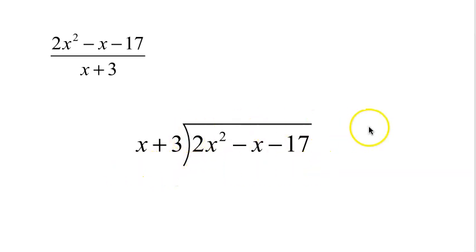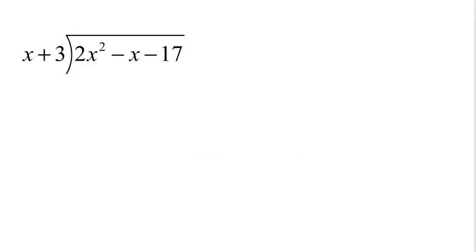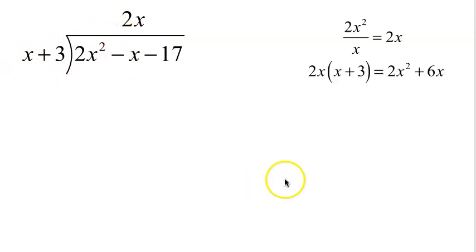X plus 3 into 2x squared minus x minus 17. So the first step is to divide the leading terms. 2x squared divided by x is 2x, and that will be the first part of my quotient. 2x will go in the quotient line. And then we multiply the 2x times the divisor. 2x times x is 2x squared. 2x times 3 is 6x.